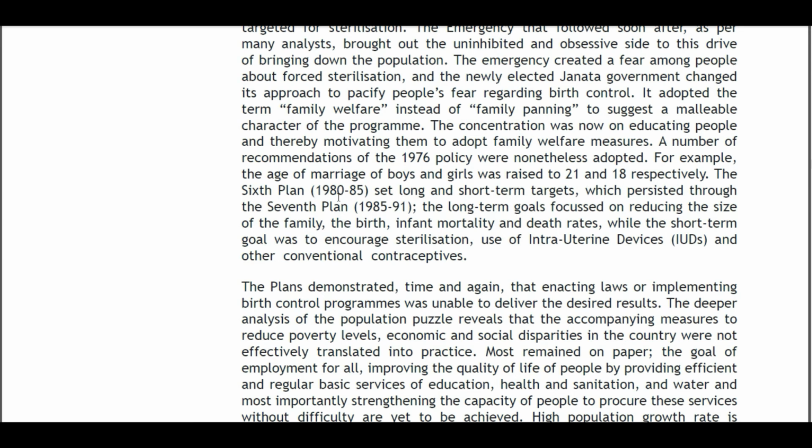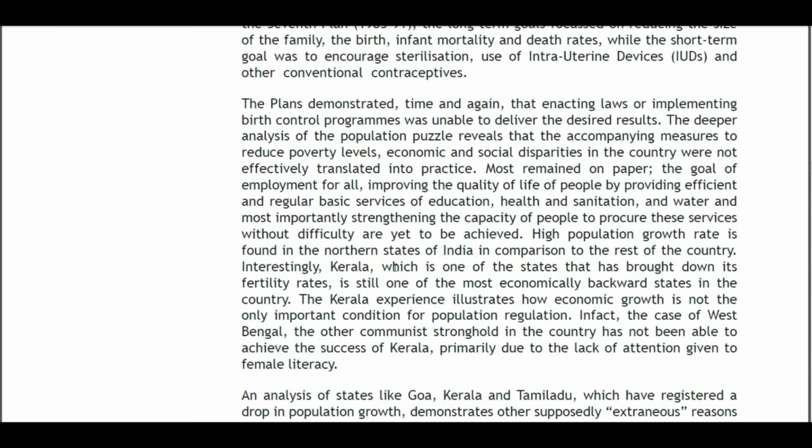The sixth plan, 80 to 85, set a long and short-term target which persisted through the seventh plan, 85 to 91. The long-term goals focused on reducing the size of the family, the birth, infant mortality, and death rates, while the short-term goals were to encourage sterilization, use of intra-uterine devices, and other conventional contraceptives.